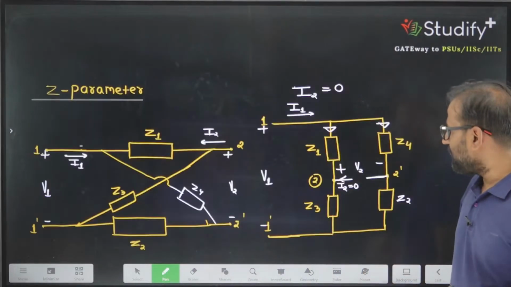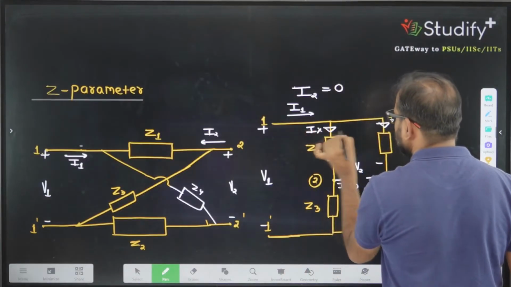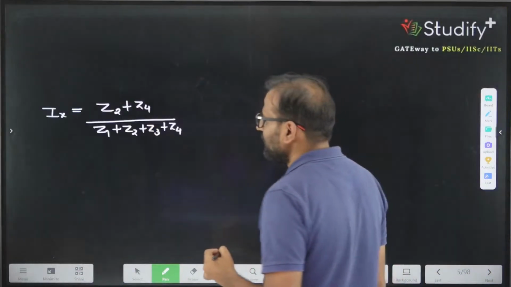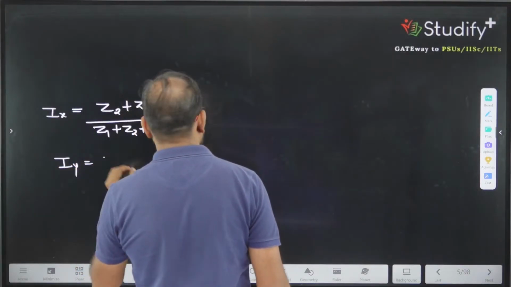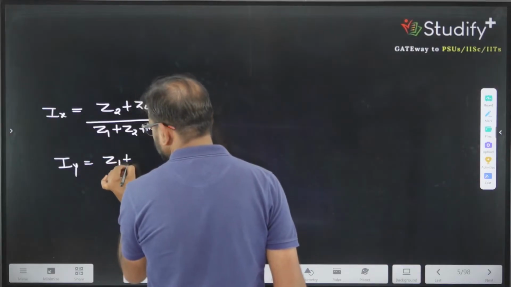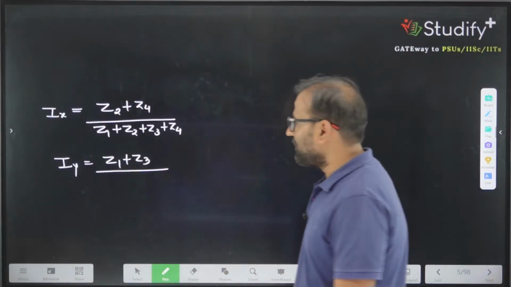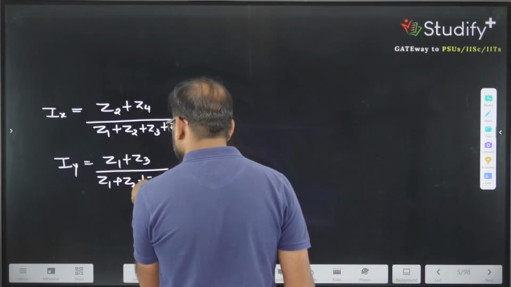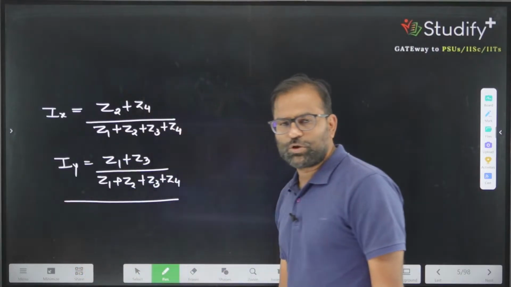Correct? And what is the current going inside? I am calling this current Ix and this current Iy. And what is the value of Iy? So you can say the value of Iy is given by Z1 and Z3, Z1 plus Z3 divided by, using the current distribution principle, Z1 plus Z2 plus Z3 plus Z4. Correct? We know both the currents.